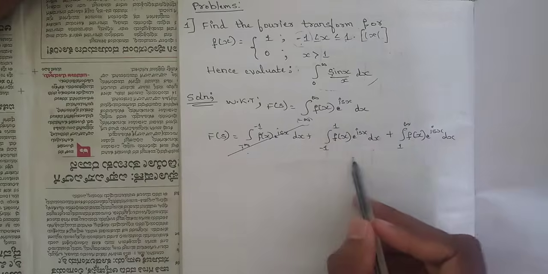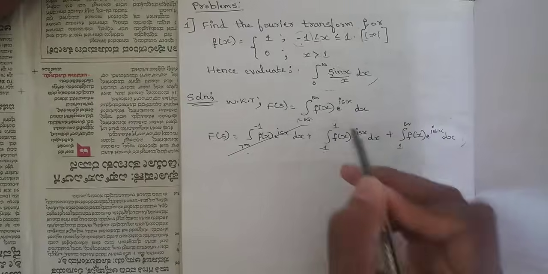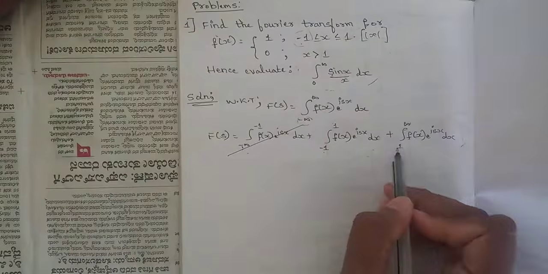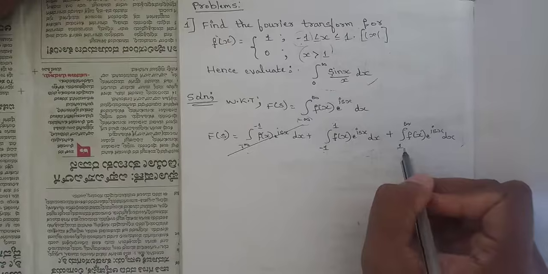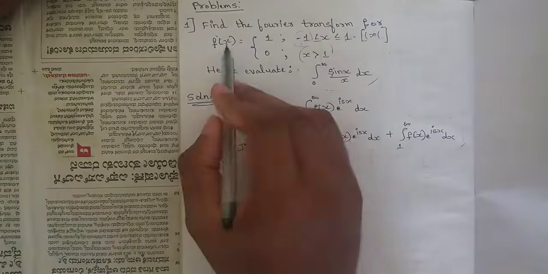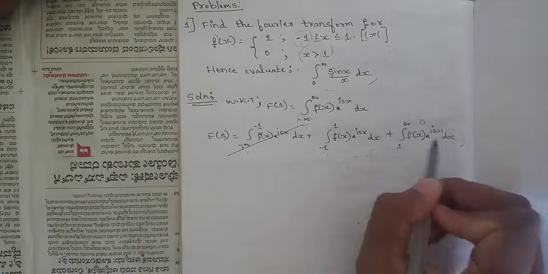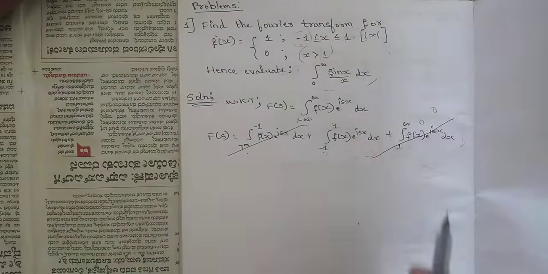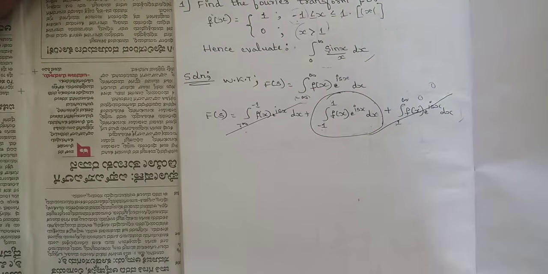Now consider these two integrals. In the interval from minus 1 to 1, we have the standard f(x) value, that is 1. And from 1 to infinity, the condition is x is strictly greater than 1, and there we have the f(x) value as 0, right? If we substitute f(x) as 0, 0 times anything is 0, and the integral of 0 is 0 only. So we can even neglect this term, and only this term is left for us to solve. This is the way we solve most of the problems related to this concept.